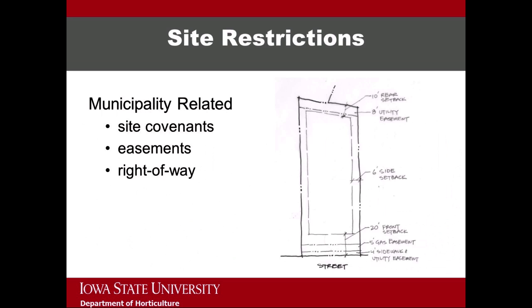Designers need to be aware of site restrictions. Depending on the city, neighborhood, and even the homeowners associations, there are limits placed on sites. Municipal site restrictions include site covenants, easements, and right-of-way. The image shows examples of easements and setbacks drawn on a design.